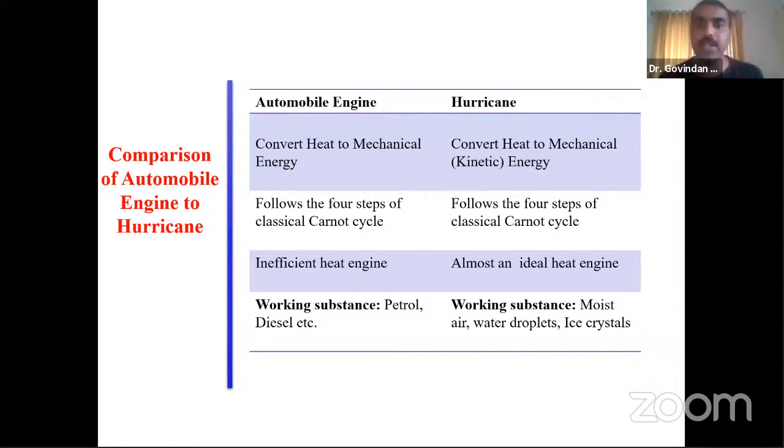And the working substance for an automobile engine is petrol, diesel, etc. Whereas the working substance for a hurricane is moist air and water droplets. So that's the fuel. The water vapor, water droplets, ice crystals, or moist air is actually the fuel for a tropical cyclone. Whereas for our petrol engine, your car or your bike, you will be using petrol or diesel.